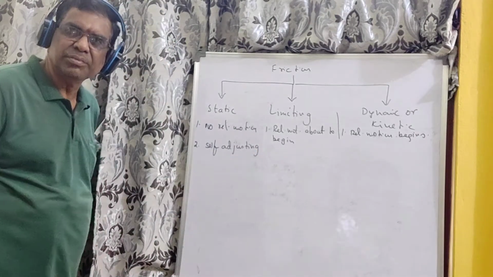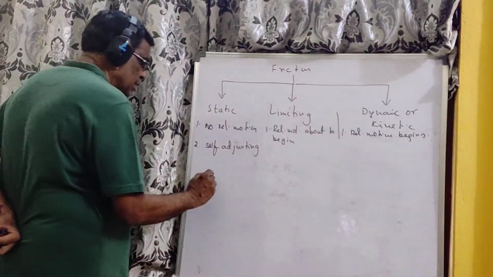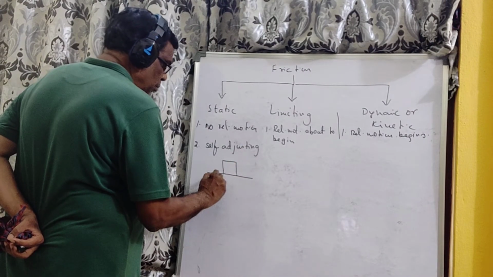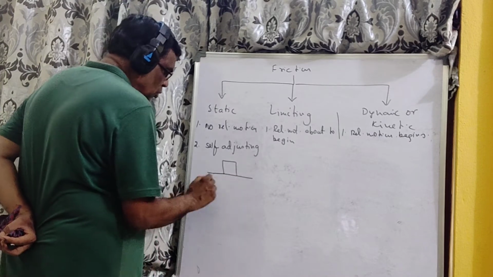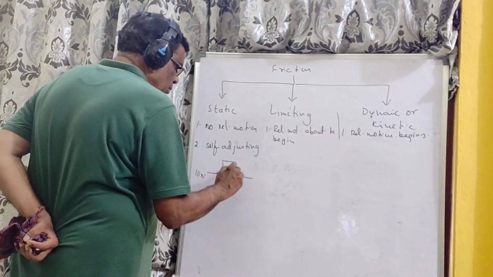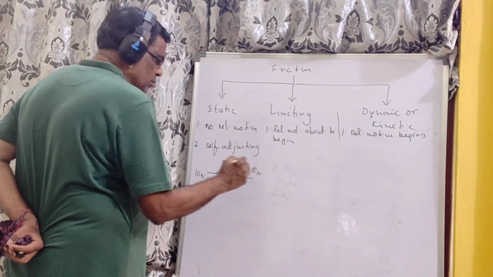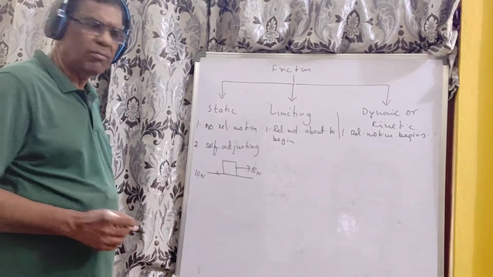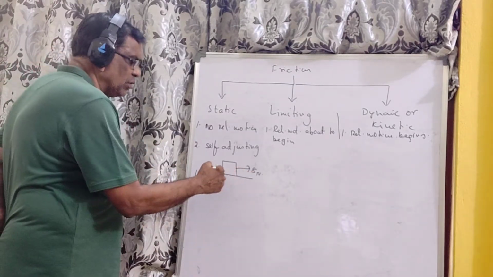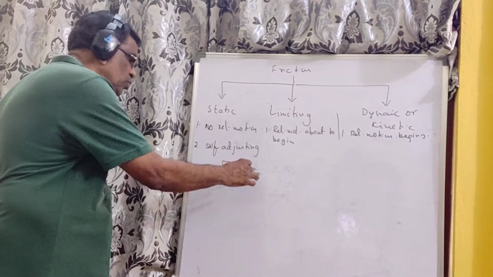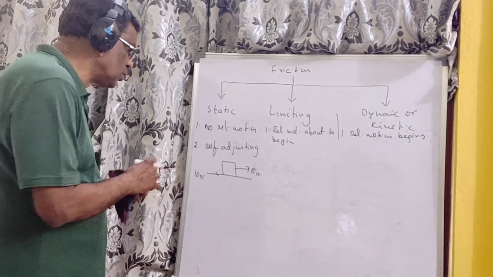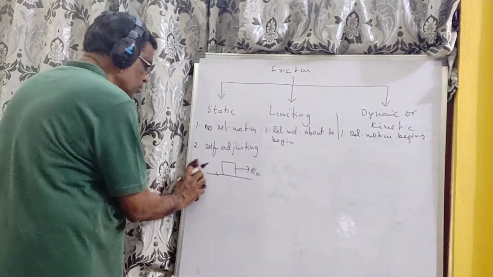Self-adjusting. What do you mean by that? Let me presume, for this to move, you need minimum 10 newtons, for example. I am applying 8, you will get 8, because balancing. If I get to 7, you will get 7. If I get to 9, you will get 9. If I go to 4, you will get 4. So it will adjust itself on its own. So self-adjusting force.